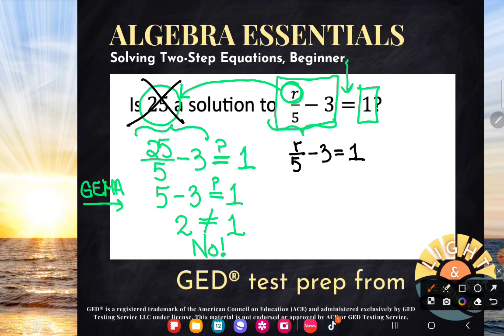So how are we going to do that? Well, this time, I don't know what R is, so I don't know what to divide. I don't know what to subtract with. And so I'm not simplifying.